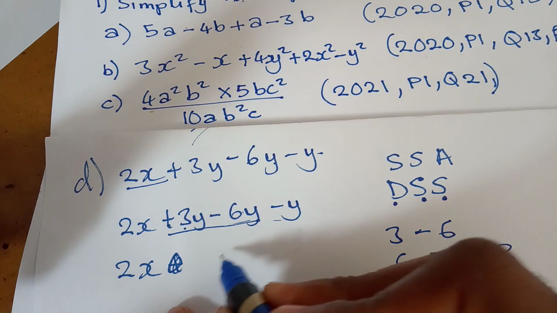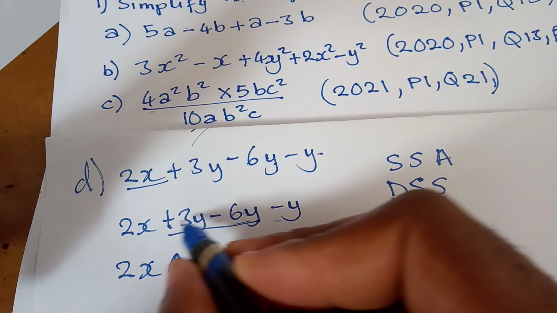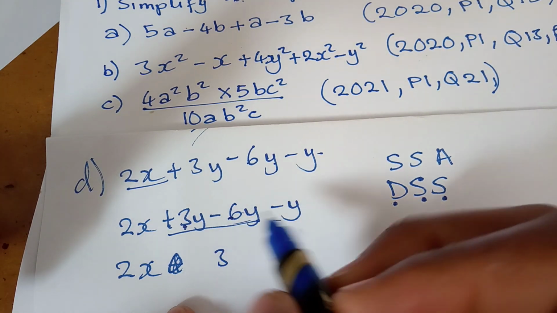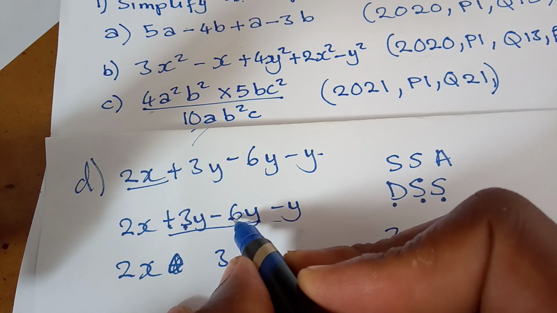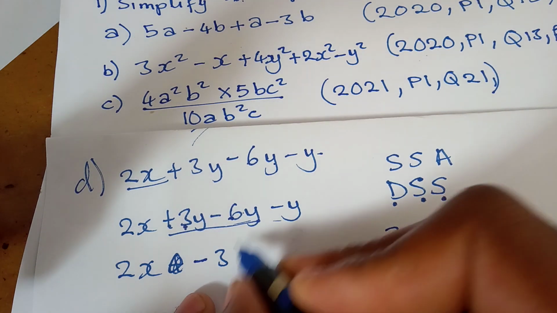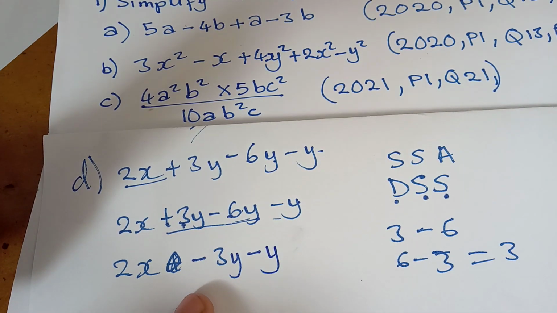This is a 3. And then you get the sign from the bigger number. So in this case, we have the 3 and a 6. So we shall get the sign from this one here, which is a minus. And then you have a y, then minus y.